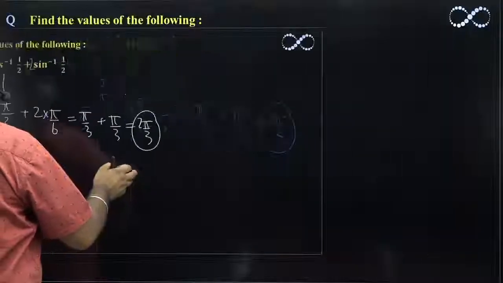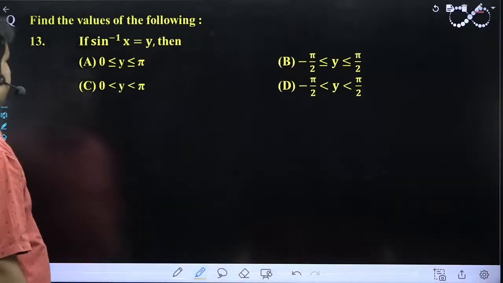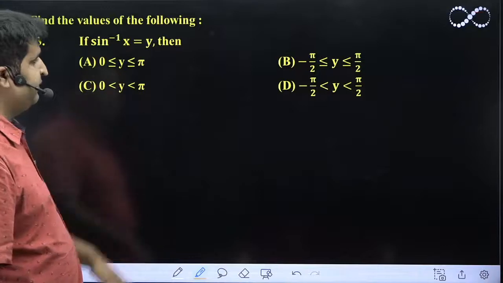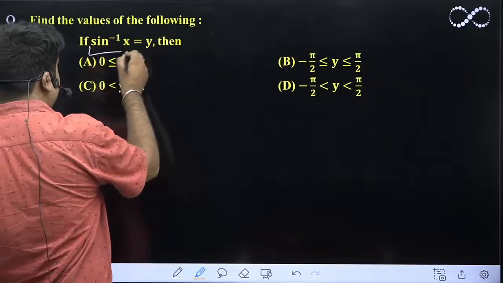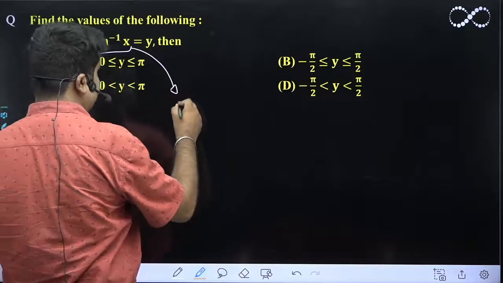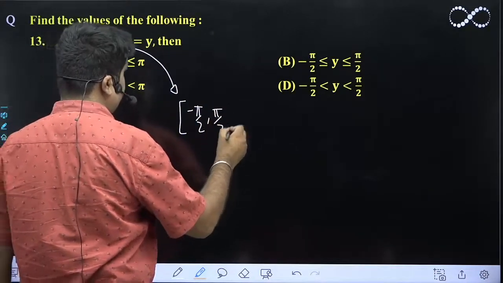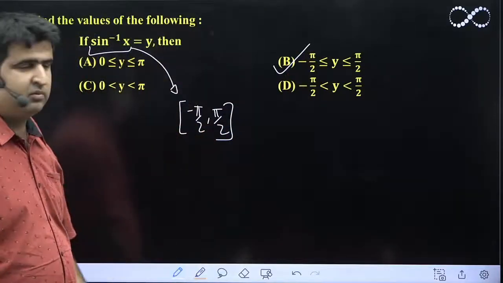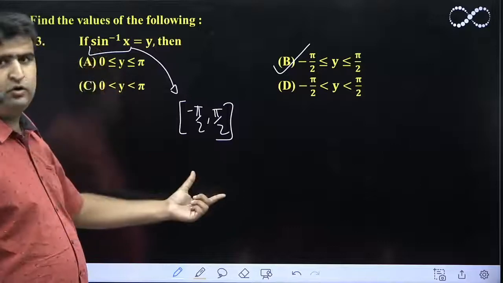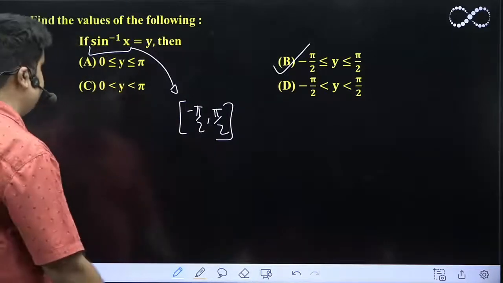Moving on to the next problem. We have if sine inverse x is equal to y, then y lies between which and which. So if sine inverse x, we know the range of sine inverse x is minus pi by 2 to pi by 2. So the answer will be B. So this is a fact-based problem, formula-based, which we need to remember. The range of this sine inverse x is minus pi by 2 to pi by 2.